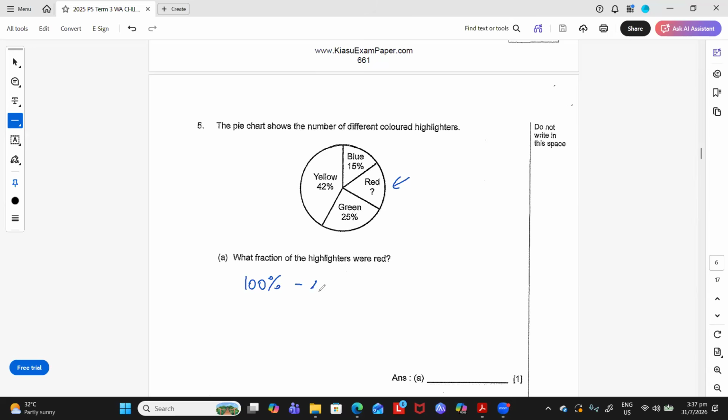You subtract 42%, subtract 25%, and subtract 15%. You will get 18%. So 18% is basically 18 over 100. And when you simplify it, you'll get 9 over 50. So that's part A.